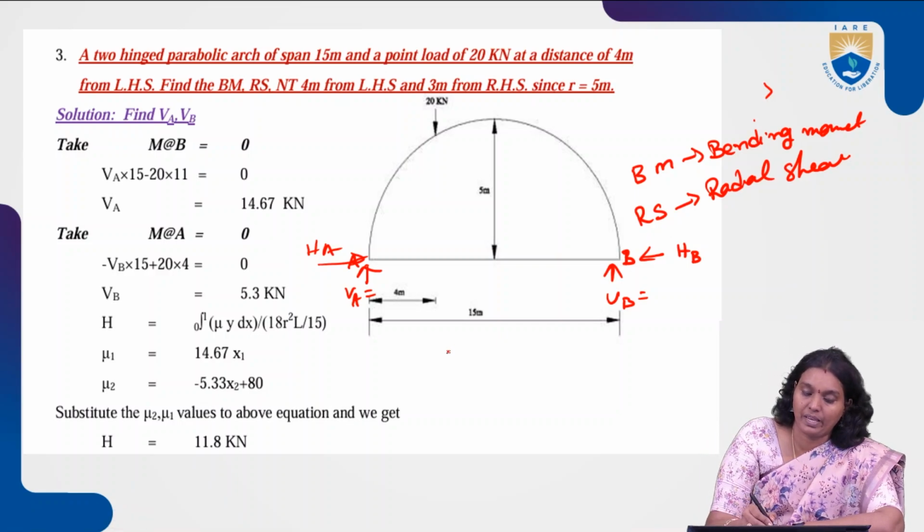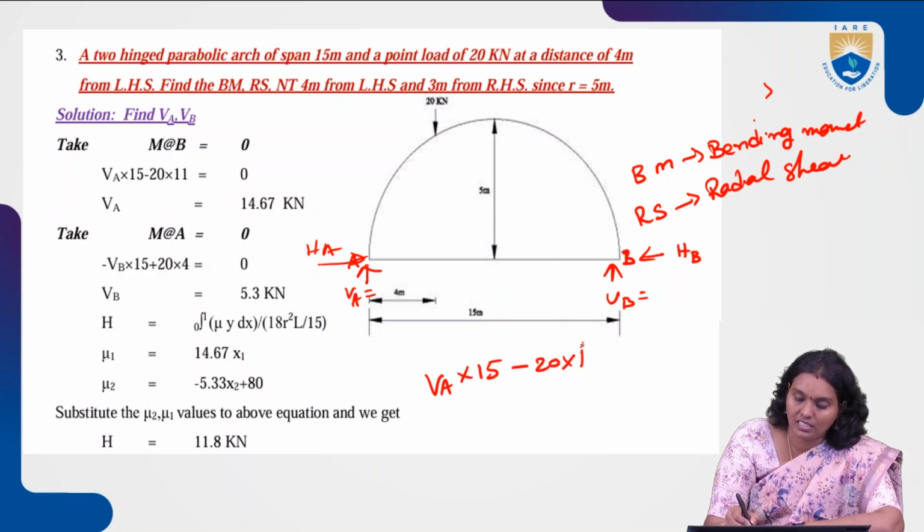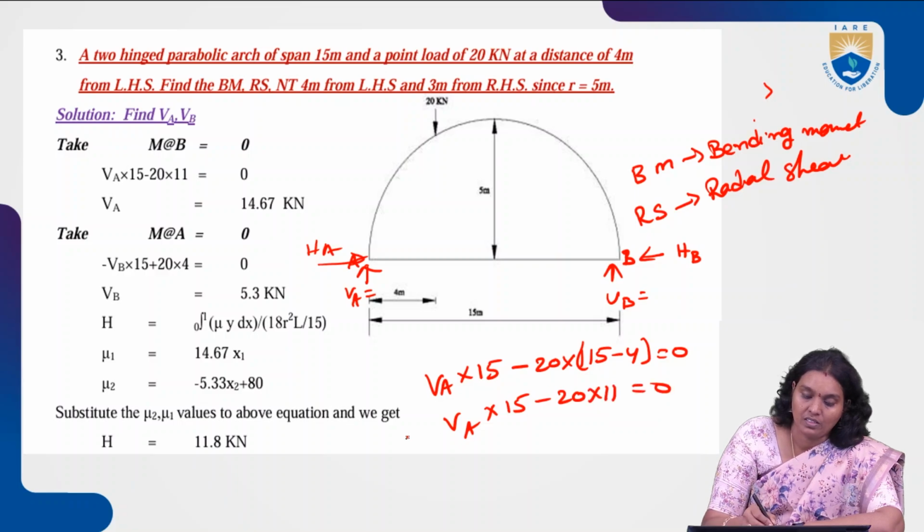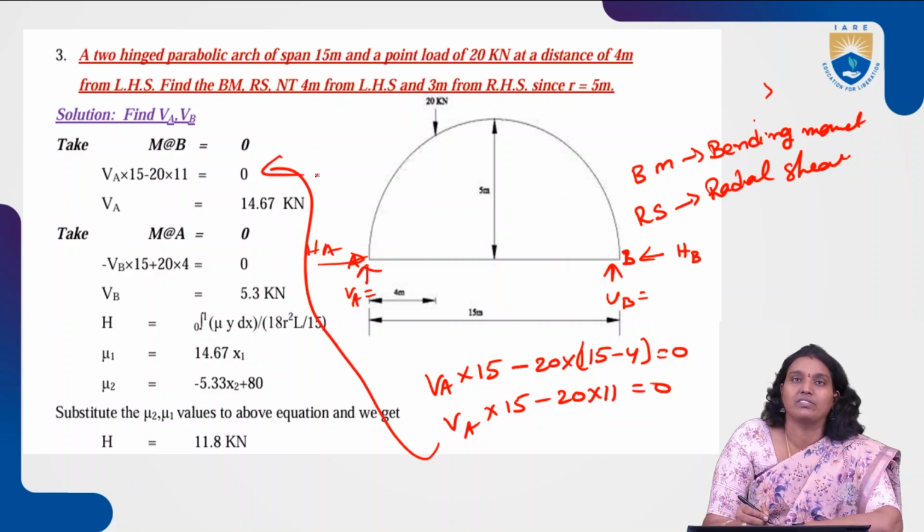Take the moments at B. So VA into 15 minus 20 into 11. This is nothing but 15 minus 4 is equal to 0 in detail. So VA into 15 is equal to 20 into 11. This is the thing which we will get.